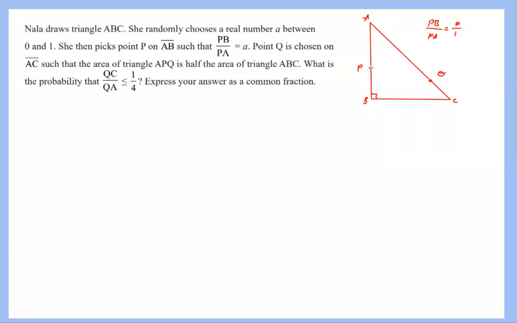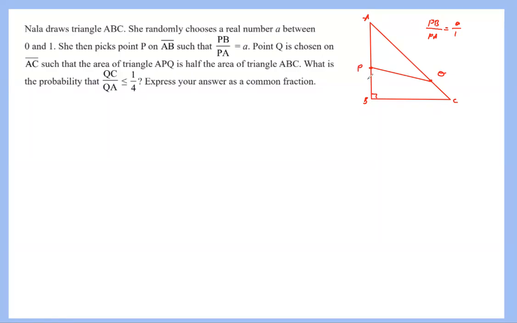And then if I connect these two, the area of this triangle has to be half of the area of the ABC. This is already challenging because we have no idea where this is located or where this is located. The only thing is this area and this area should be the same. And then we want the ratio of QC divided by QA to be less than or equal to 1/4. So let's use whatever we have.